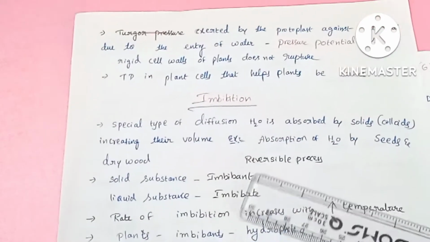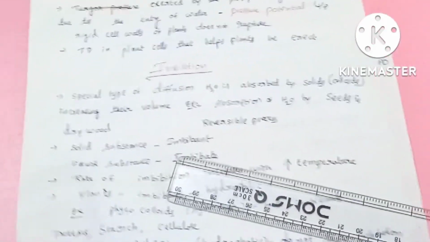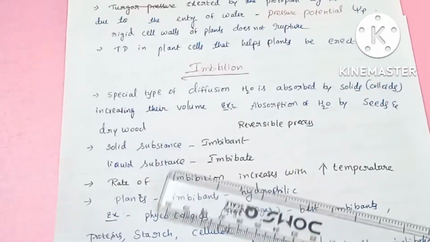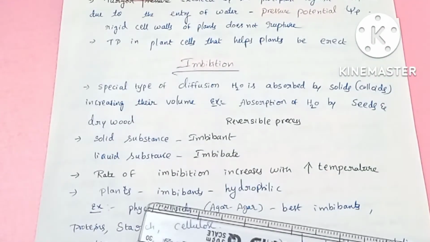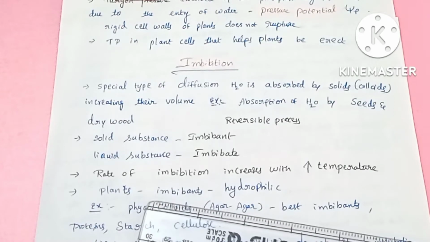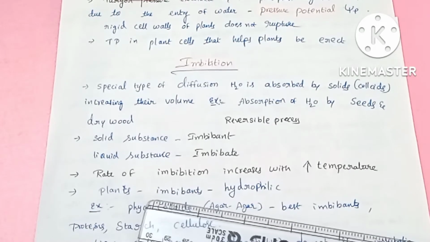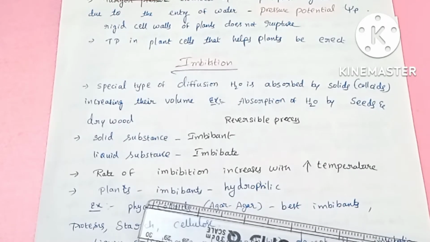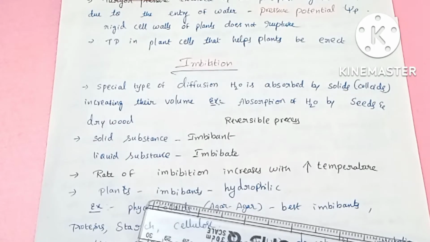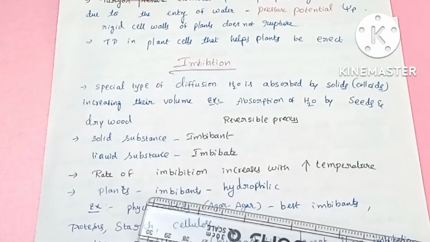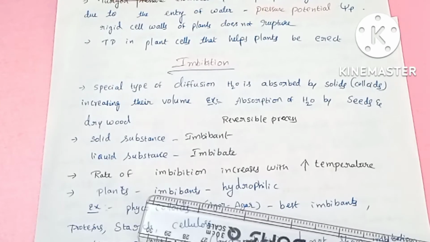Next concept is imbibition. Imbibition means what? Imbibition is a special type of diffusion. Here, the water is absorbed by the solid. And not only that, because of the absorption of the water, the volume of that substance also increases. That process is called imbibition.